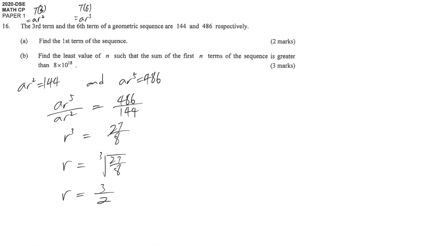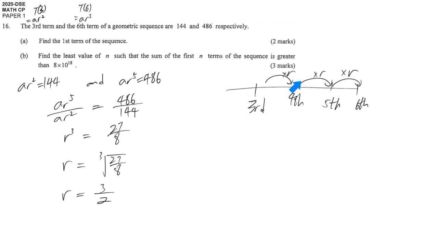One more thing to highlight, if you understand more about geometric sequence: from the third term, jump the first time, fourth, fifth, and then reach the sixth term. So every time times r, times r, times r again, there are 3 jumps from the third one. So the most straightforward one is this one times r power 3 will give you 486. So you may directly write down 144. Perform this action 3 times will give you 486, which is equivalent to the equation here.